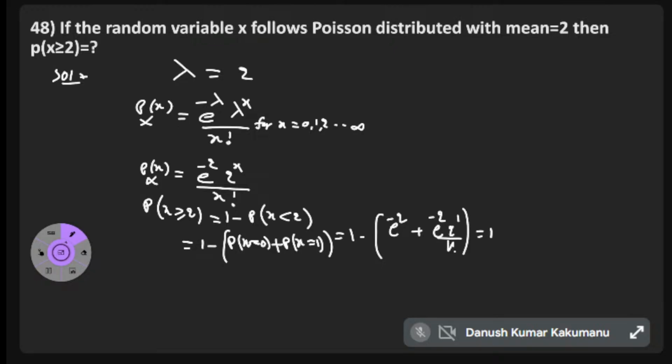What is the overall answer? 1 minus 3 e power minus 2. You will find this option as it is. In your options, they will give it like this only: 1 minus 3 e power minus 2.